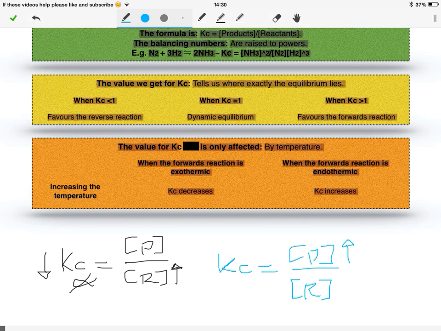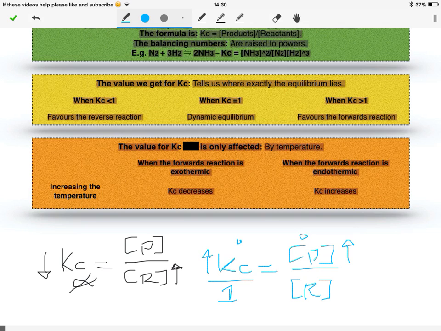directly proportional, and you can always think of it as being Kc over 1 if you're going to make it a fraction. These two are both on the top of the fraction, so they're directly proportional. So as products increases, Kc will also increase.